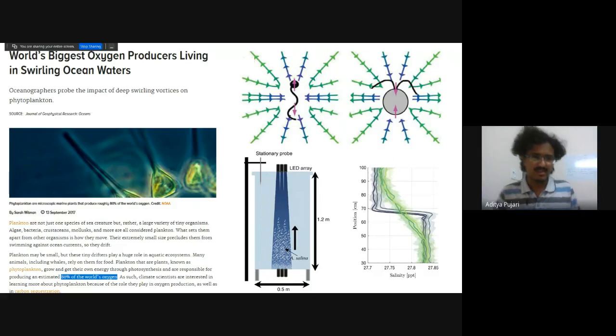And another important thing is that these tiny things actually produce a lot of oxygen. In fact, I think one study I read said that they produce more oxygen, or actually sequester more carbon dioxide, than trees do. So it's really important that we study these things.